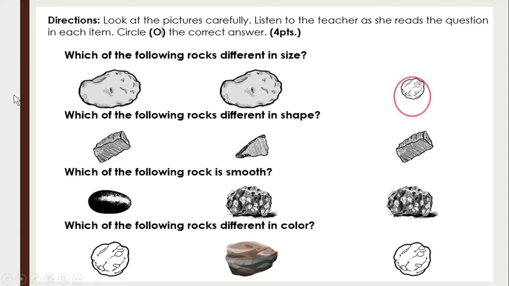Very good. Number 2. Which of the following rocks are different in shape? Very good. Which of the following rocks is smooth? Very good. The last question for the rocks. Which of the following rocks are different in color?